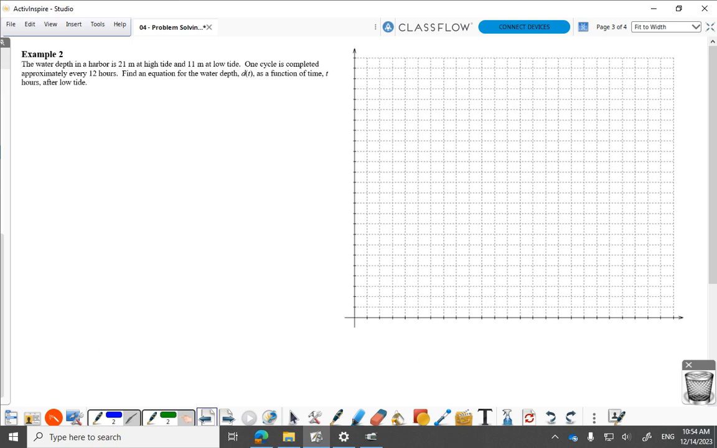Up here, 2, 4, 6, 8, 10, 12, 14, 16, 18, 20. That's the depth in meters. And this is time in hours. Good? And how many hours? One cycle, 12 hours. Well, I'm going to do every second. Does that fit? I'm only doing that to help you be able to see what's happening, okay?